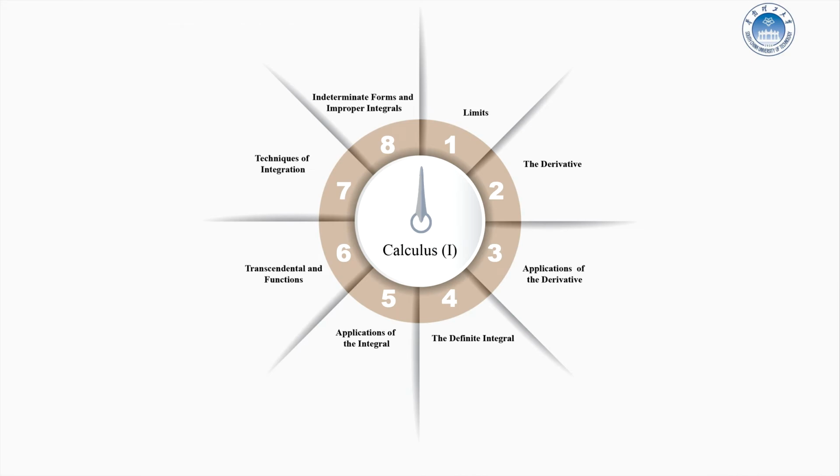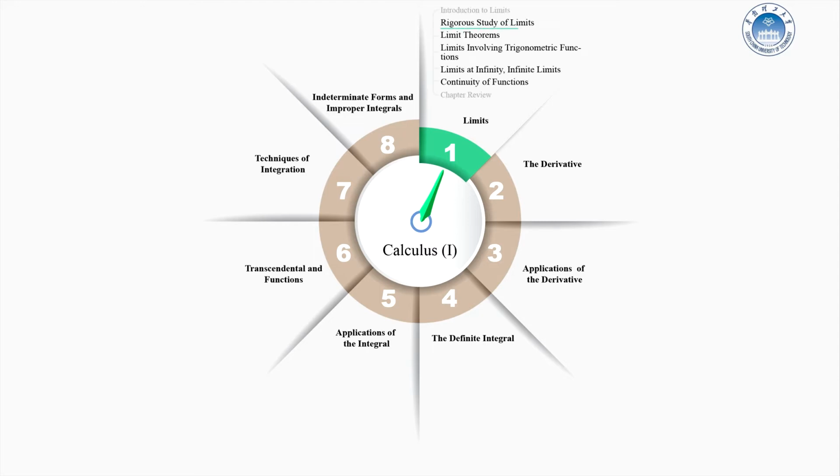Look at the circle. In chapter 1, we'll study the limits. We study rigorous study of limits and corresponding limit theorems. In the study, you try to master the definition of limit in the mathematical language. Using the epsilon-delta language, try to master the proof questions, and then study the limits at infinity and the infinite limits. Finally, in this chapter, we'll study continuity of functions. About the definition of continuity, try to remember and understand the 3 conditions.